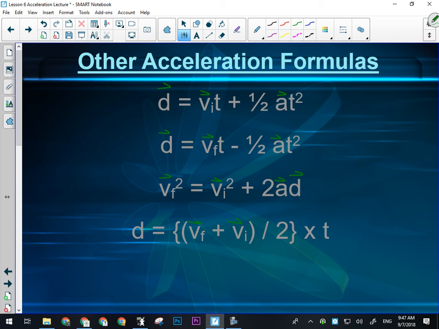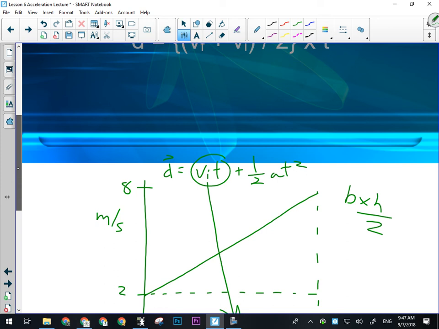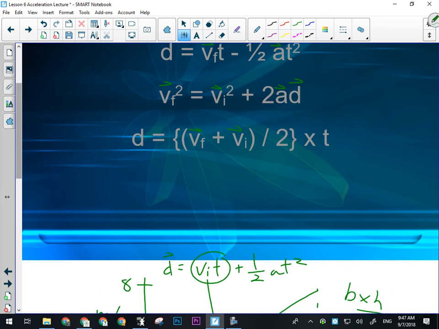All right, and the last one is really just this. It's really just average velocity times time. We don't use it that much because it can only be used for a nice straight line, because it assumes the acceleration is uniform. So taking the average velocity, that is the final plus the initial over 2, that'll give me the average times time. We don't use it that often because it's not as practical, but we will use it occasionally. All right, questions on the formulas there?